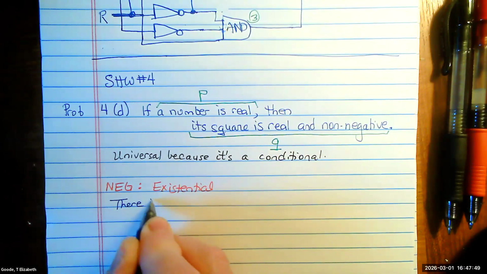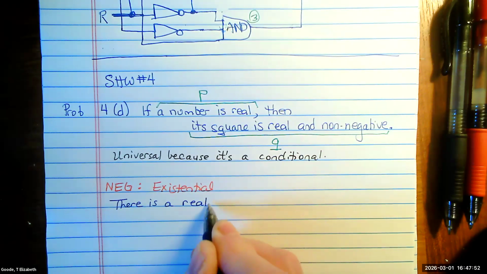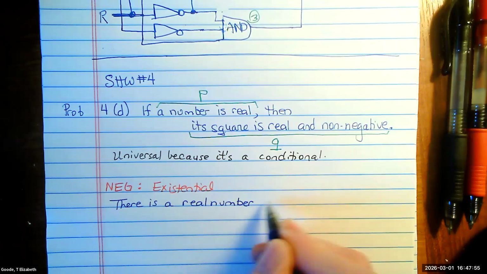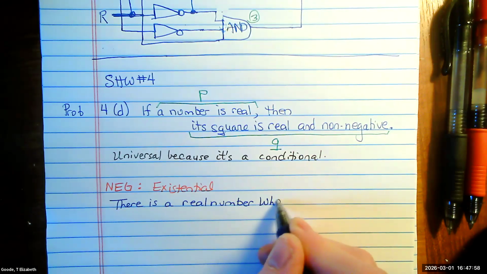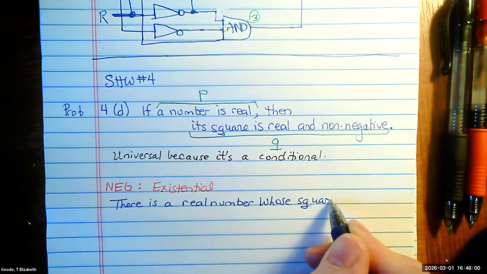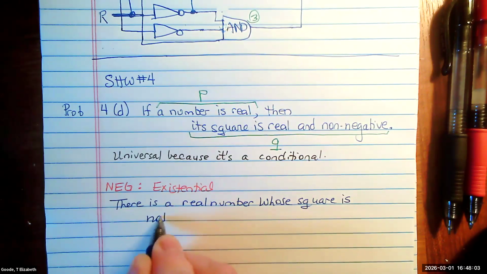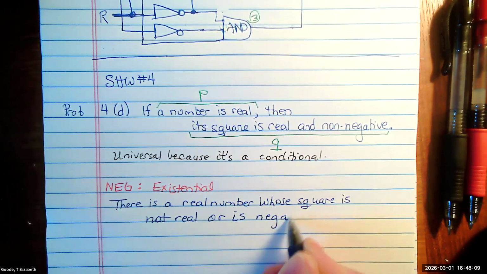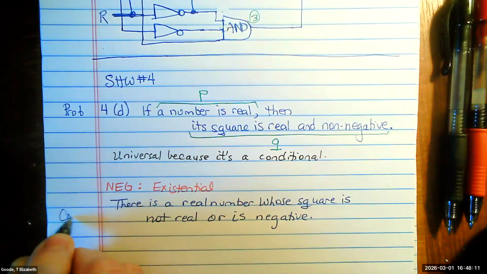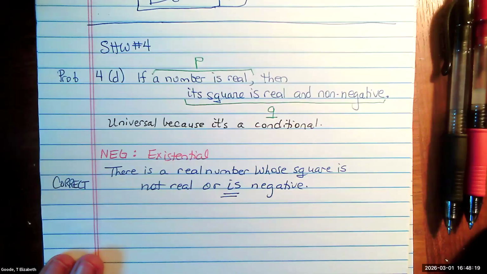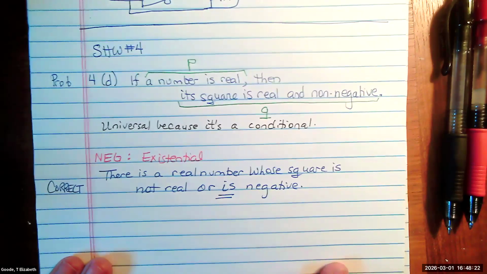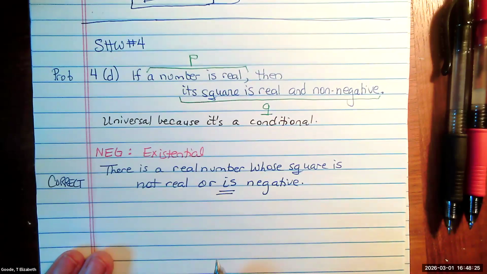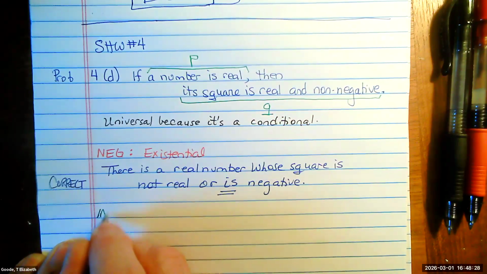There is a real number, or you could say a number that is real, but I'll say there is a real number whose square is not real or is negative. This would be a correct negation. "Is" being the key word that I missed there, I guess. Yeah. When we get a little lazy or we think, oh, I can get away with not writing as much, then we get incorrect negations.